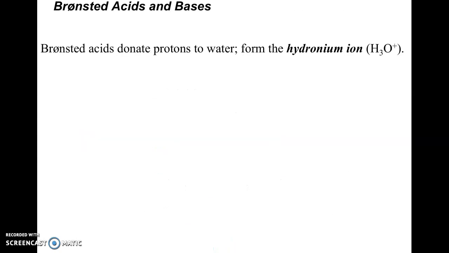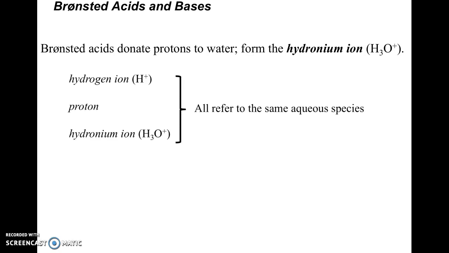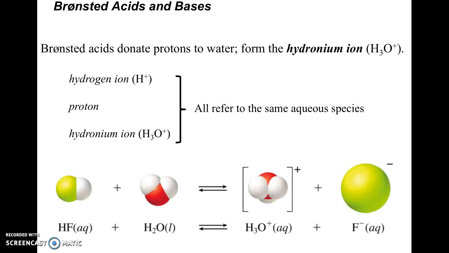All right, so when Brønsted acids donate their proton to water, it creates a hydronium ion, which is an H3O plus. And so all of these three forms of talking about that protonated water are equivalent: a hydrogen ion, a proton, or a hydronium ion. And this is a reaction of HF, which is a weak acid. You see we have the double-headed arrow there, donating a proton to water, creating a hydronium ion, and leaving the fluoride ion.